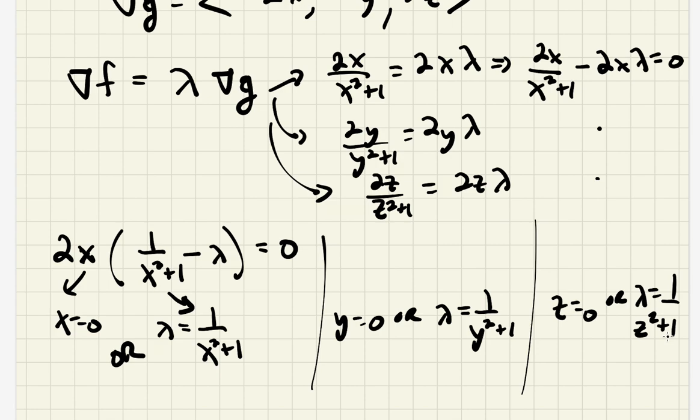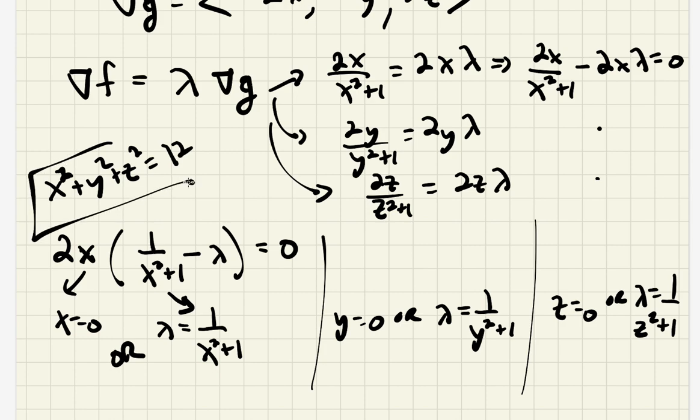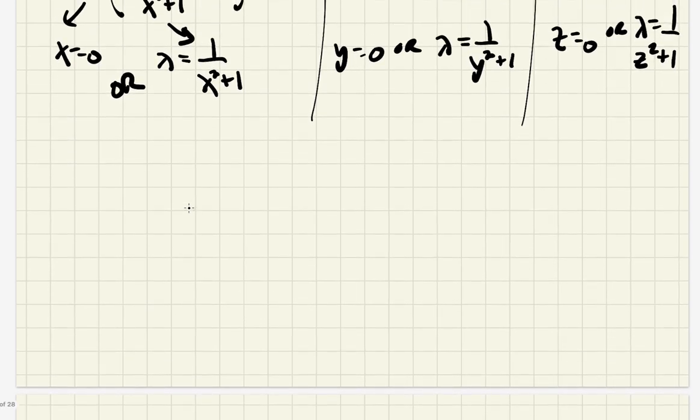And there's nothing to stop x from being equal to 0. Our constraint is x squared plus y squared plus z squared equals 12. It's okay for one of those to be 0 or 2 of those to be 0. It's not okay for all 3 of them to be 0. Let's take the case where one of them is 0 and the other 2 aren't. Let's take the case where 2 of them are 0 and the other one isn't. Let's do that on the next page.